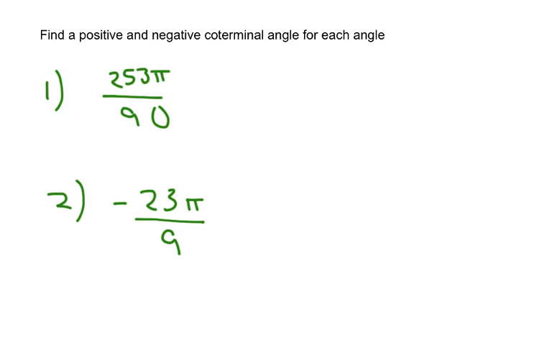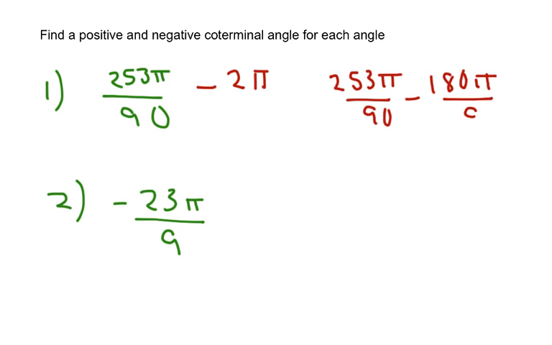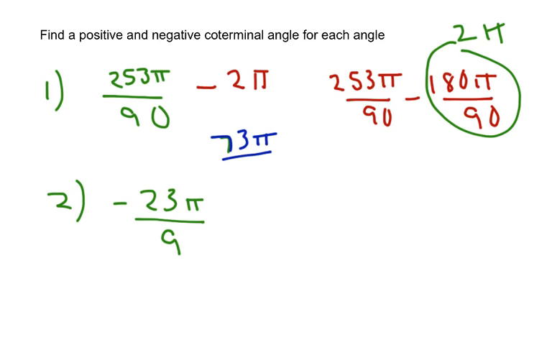We're just going to subtract 2 pi here to get a positive. So if you subtract 2 pi, if you find the common denominator is 90, you're really saying 253 pi over 90 minus 180 pi over 90, because this equals 2 pi. And so we get 73 pi over 90.